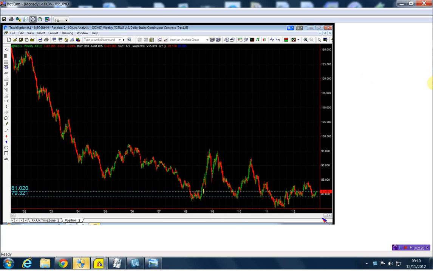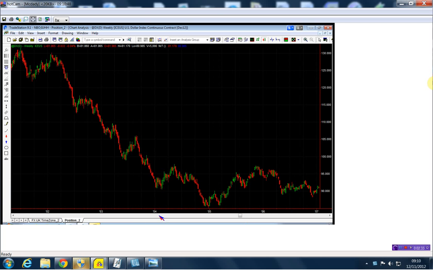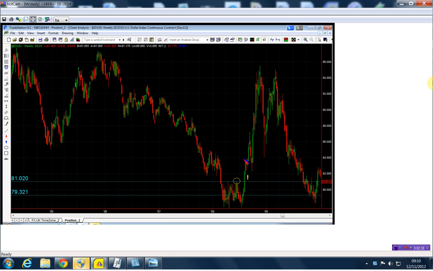In 2008, it has failed to make a lower low, and it came back and it broke the 81.02 with an explosive move. It took us from 81.02 all the way up to 96, and that was again a trend change on a smaller magnitude with respect to the 10-year or 15-year trade.